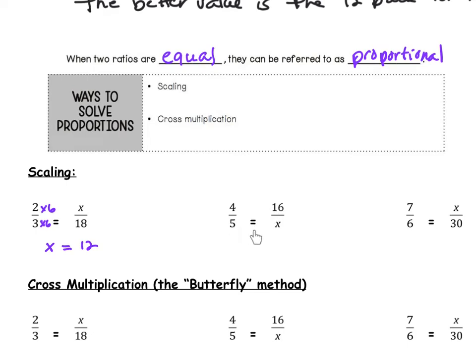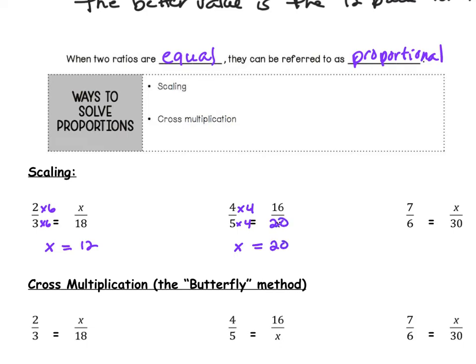The next example, this time we are given both numerators for both ratios, but we have a missing denominator. So let's look at what the relationship is between 4 and 16. Well, in order to go from 4 to 16, I could multiply by 4. So we're going to do the same thing now for the 5. We're going to multiply by 4 because it will produce 16, and we're going to multiply by 4 here. And so now we can tell that x must be 20.